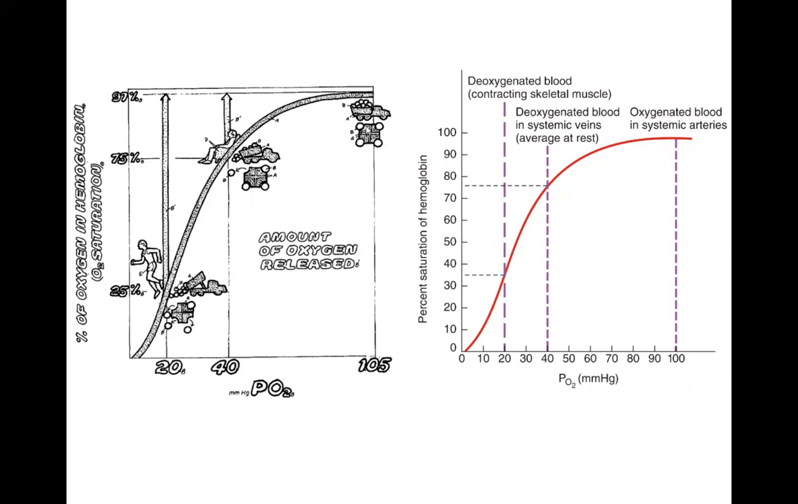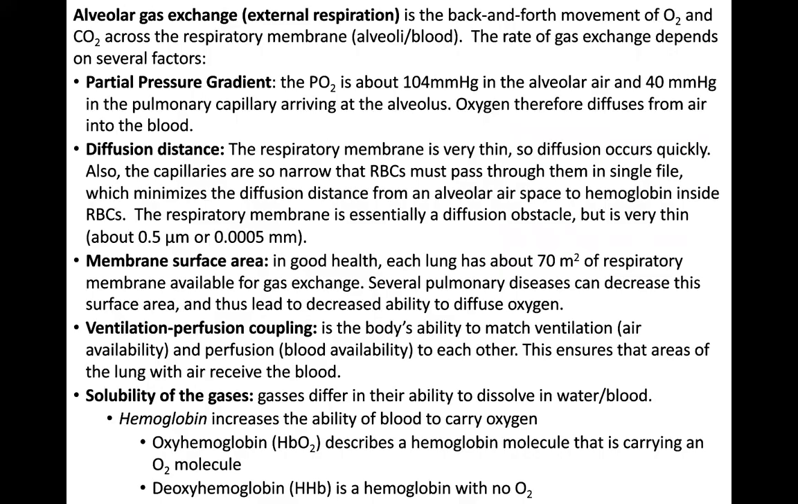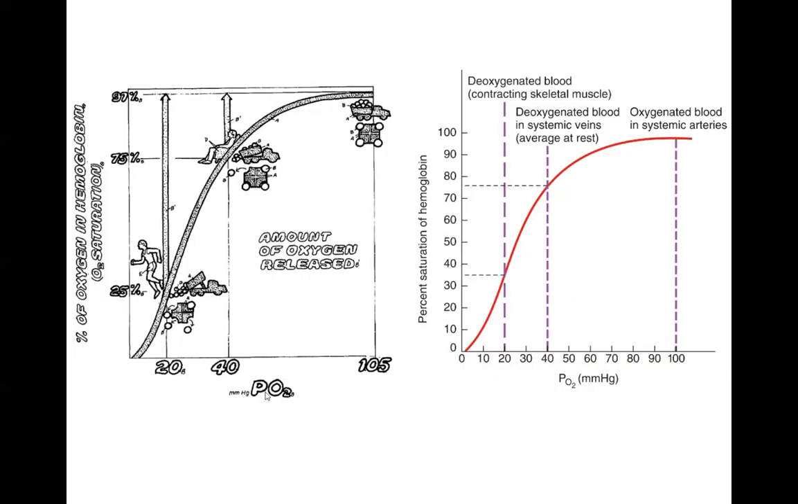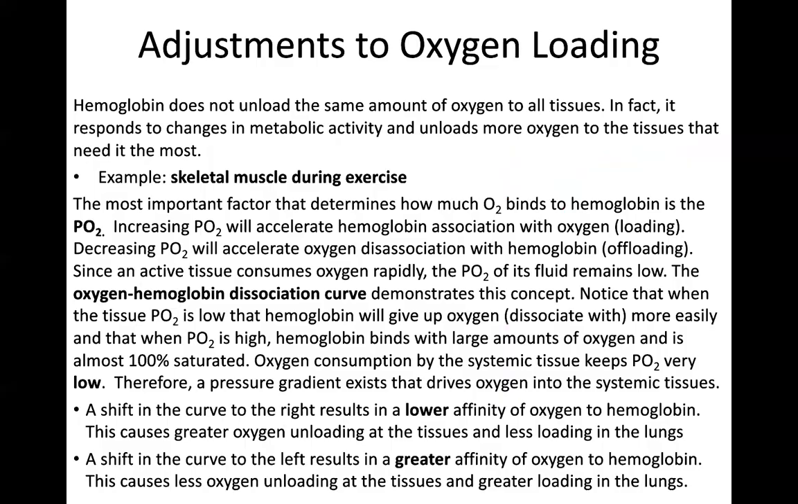This is representing what it's like in our lungs, where we bond that oxygen with hemoglobin as it enters the blood from the alveoli. When we go back to this slide, we said that the PO2 in our alveoli is around 105, and in the blood, once that oxygen comes into it, PO2 is around 100 millimeters of mercury. That high PO2 right here results in almost 100% saturation of hemoglobin with oxygen. Like I just said, when PO2 is high, hemoglobin will bind with large amounts of oxygen and is 100% saturated.